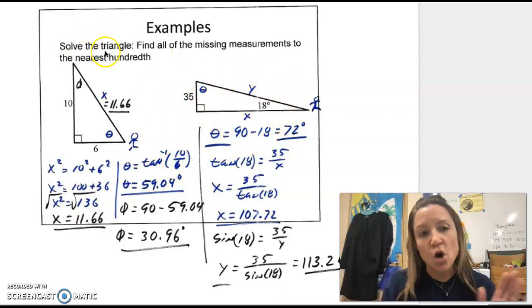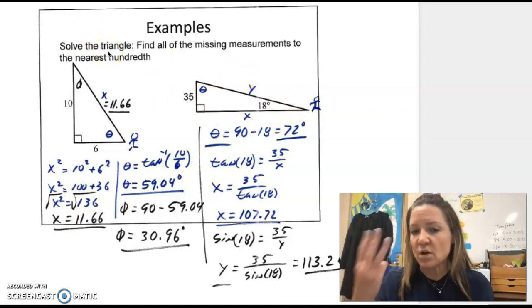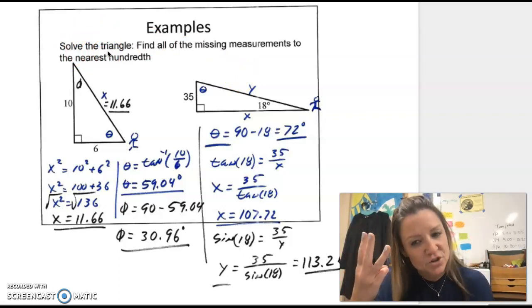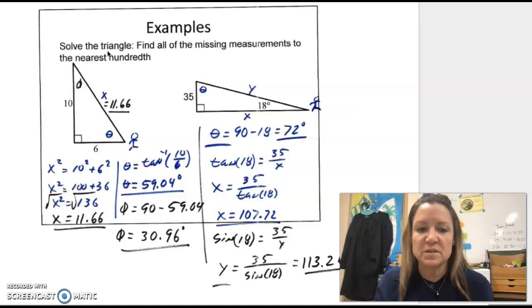So if it says solve the triangle, that just means it wants all 3 angles, all 3 sides. It has to give you at least 3 pieces of information. So you're really solving for 3 pieces of information.